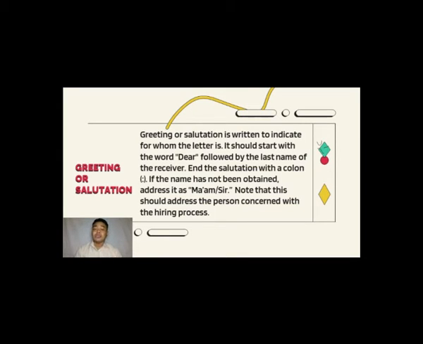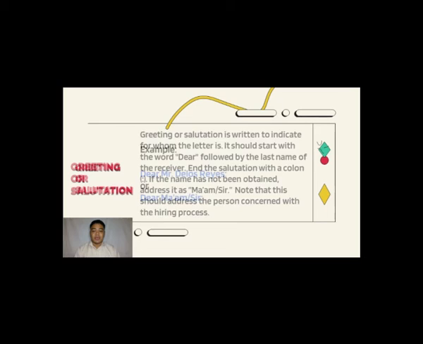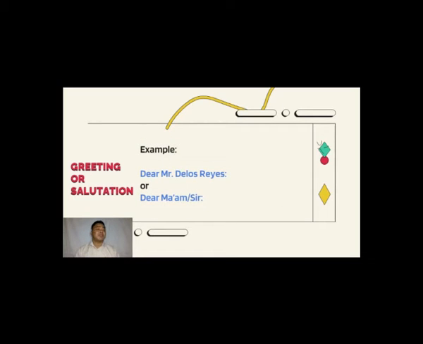If the name has not been obtained, address it as ma'am or sir. Note that this should address the person concerned with the hiring process, either the human resource manager or the owner of the company or anyone that was tasked to hire employees. Example is, Dear Mr. De Los Reyes, if you know the person hiring, or Dear Ma'am, Sir, if you do not know the hiring personnel.